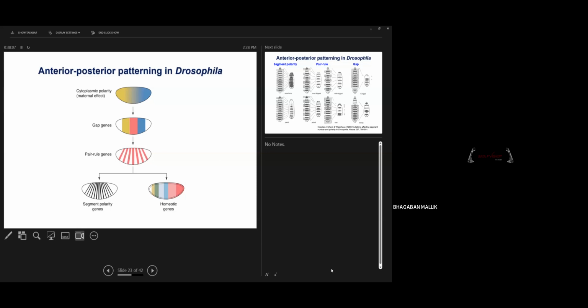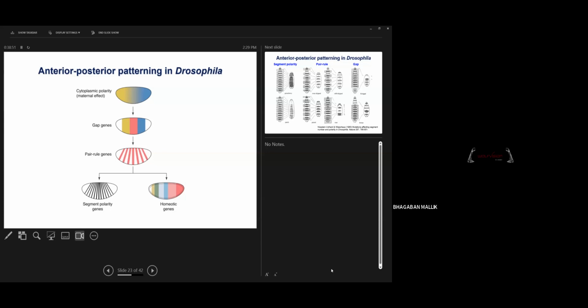Just before, I was talking about the homeotic genes like ultrabithorax or antennapedia. First, during development of the Drosophila egg, you have the sperm nucleus and egg nucleus. After fusion, some genes carried from the female Drosophila, called maternal genes, define the cytoplasmic polarity. During the development of the embryo, you don't have any transcription of genes, and the maternal genes help maintain the polarity in the embryo.